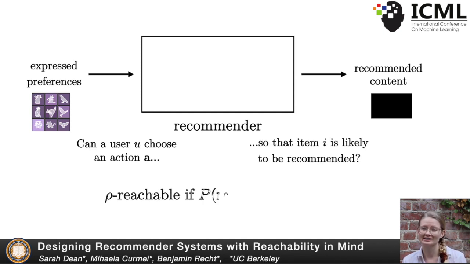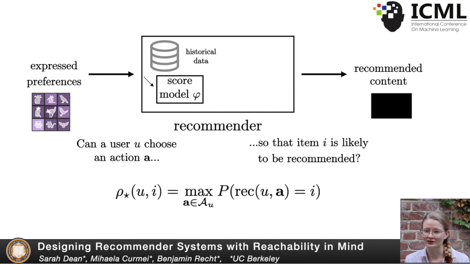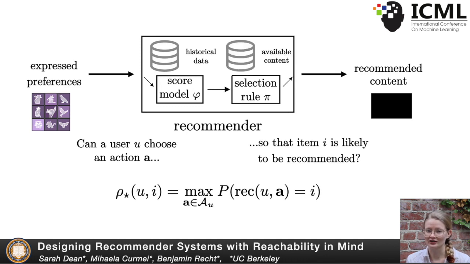We'll specifically say that an item i is rho reachable if the user can choose an action so that the probability of item i being recommended is larger than rho. We therefore define the maximum rho reachability for each user and item pair. To compute this value, we consider the internals of the recommender. We will discuss, in turn, the user action space, the score model, and the selection rule.